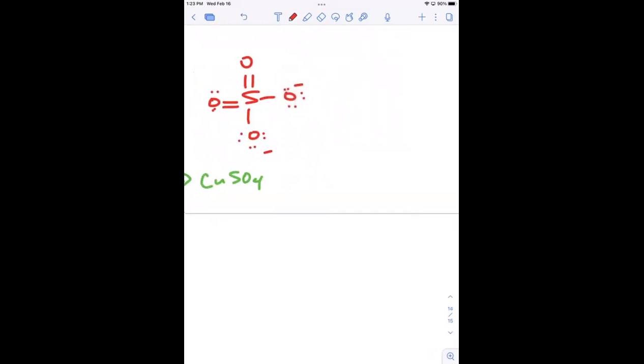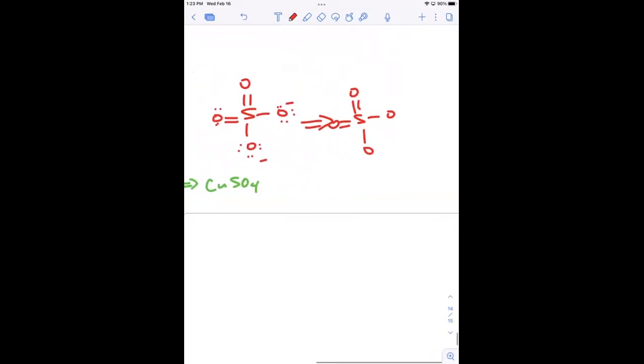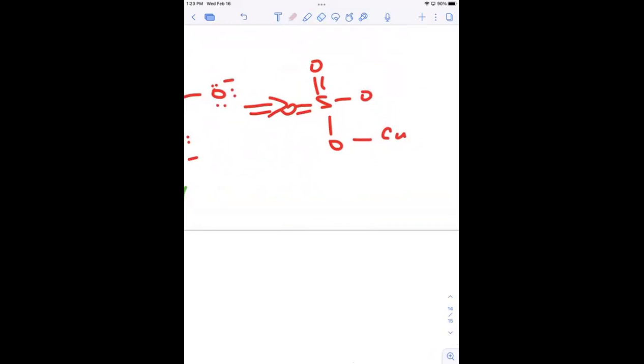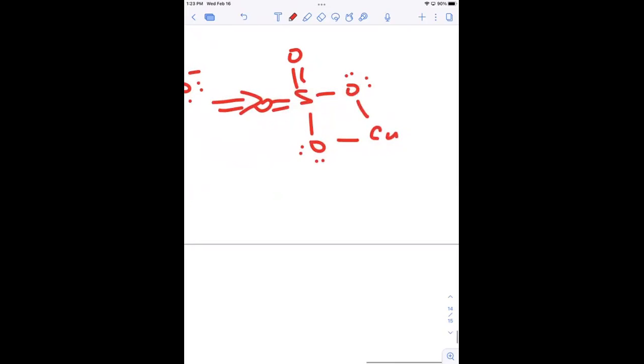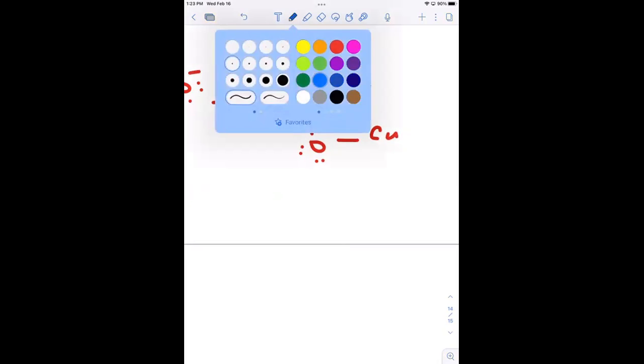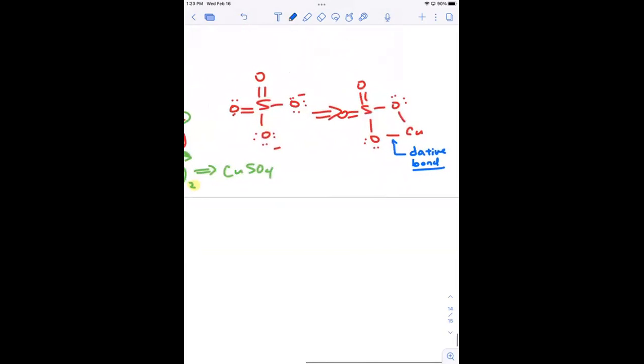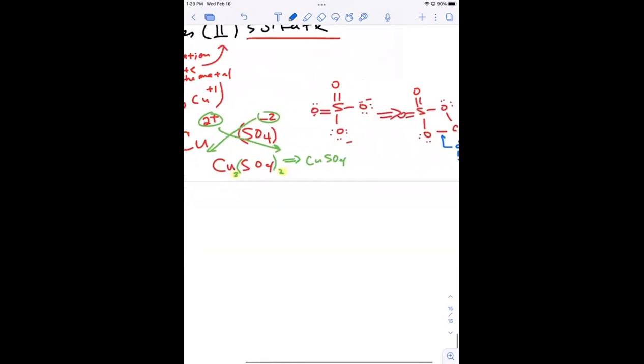And so this is actually going to make a complex that kind of looks like this. So it'll be S double bond O, double bond O, and then O, O with a copper between them, like that. All right, and this bond, you'll talk more about this when you get to CHEM 2, but you'll have a leg up. This is what we call a dative bond. Right, so the oxygen is supplying electrons to copper.